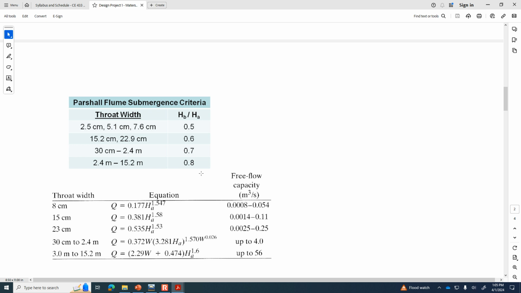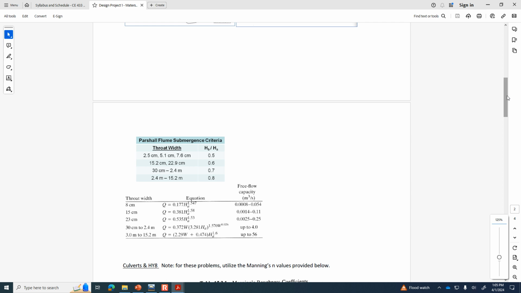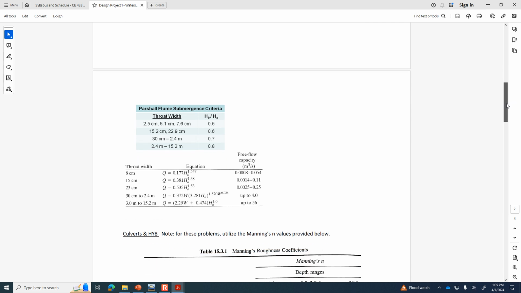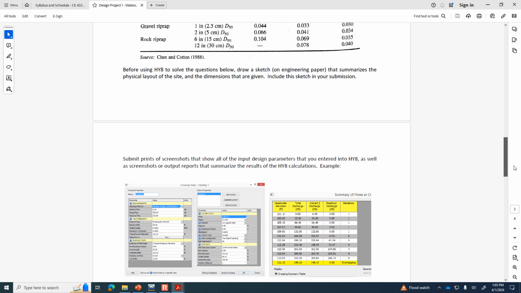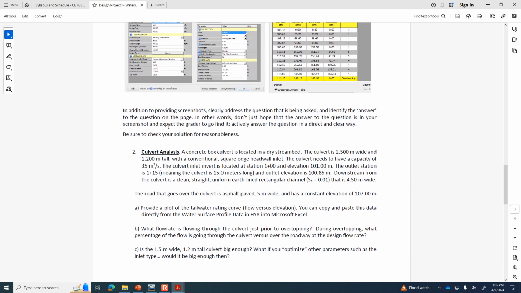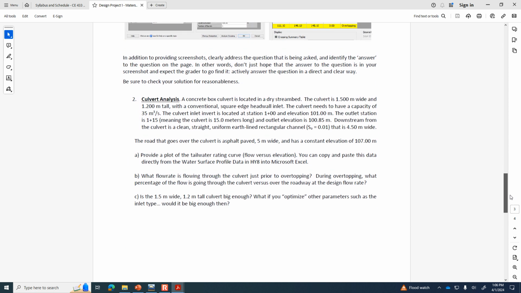So that is the first part of the design project, just applying some flume calculations and combining it with watershed analysis. Then the second 2 parts of the design project are related to culverts and HY8. So that's what we're going to start on today. I ask you in part 2 to analyze a culvert that I've described, and then in part 3 to design a culvert.